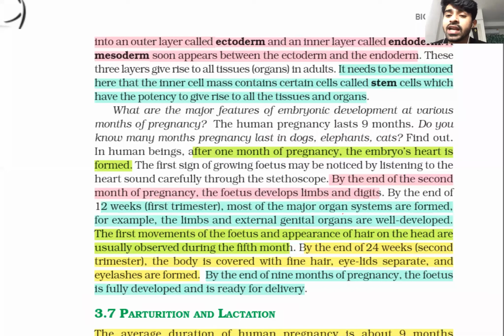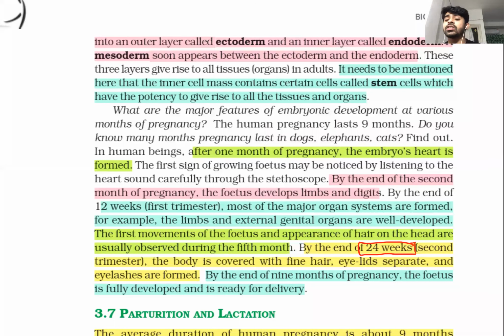Second, on the 20th week, the fifth month, you will find the first fetal movement. And the scalp hairs on the head are also seen. I haven't mentioned the 24th week yet, but you can remember these things.